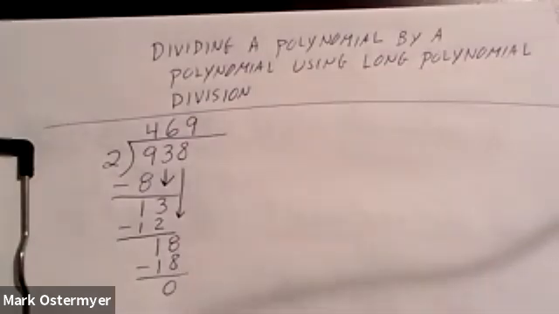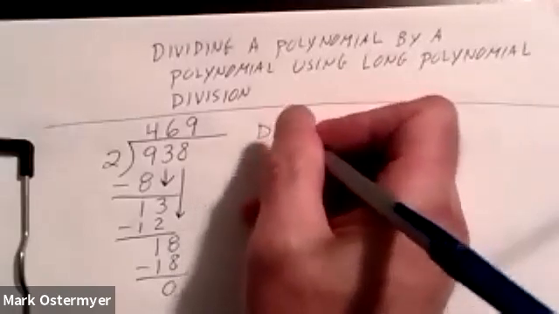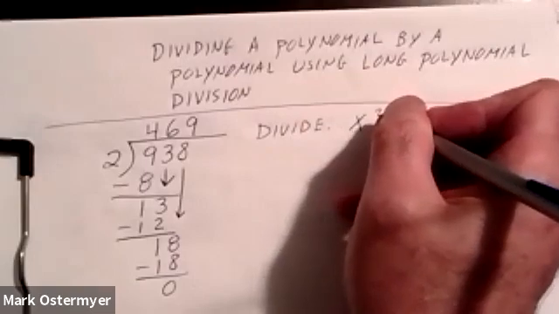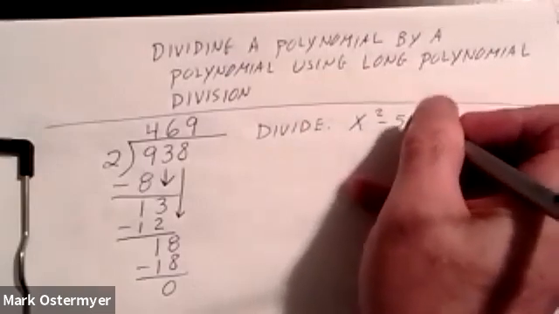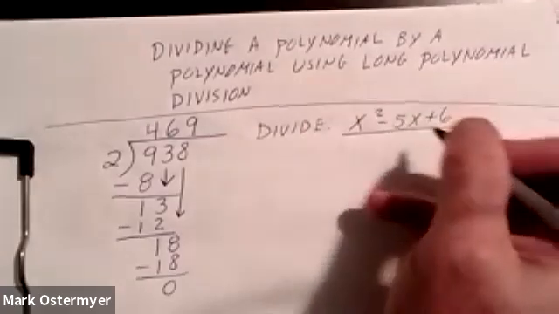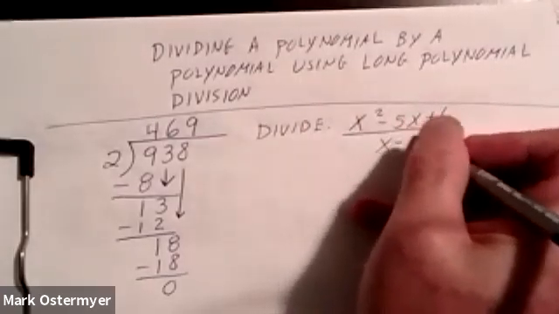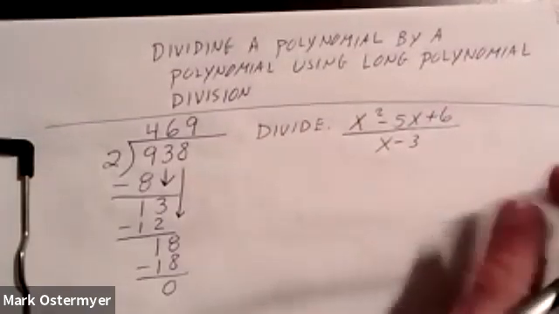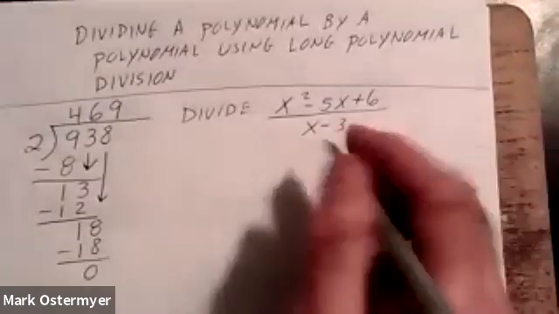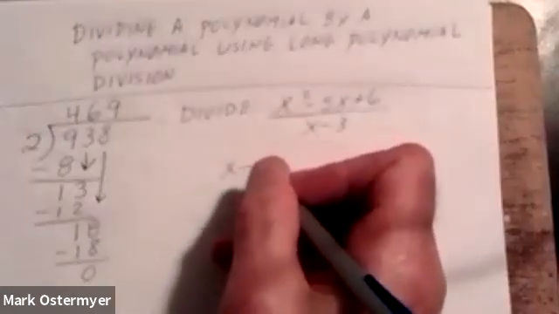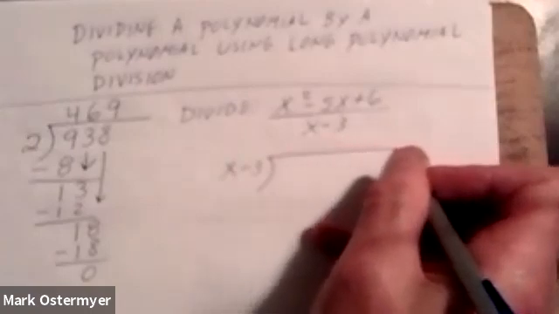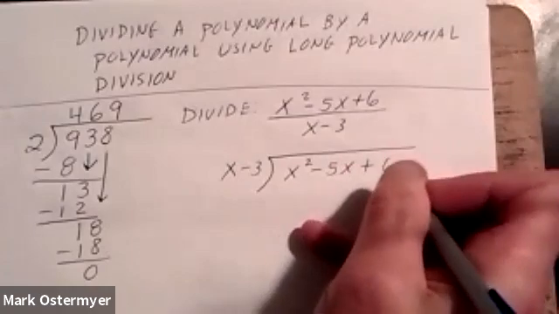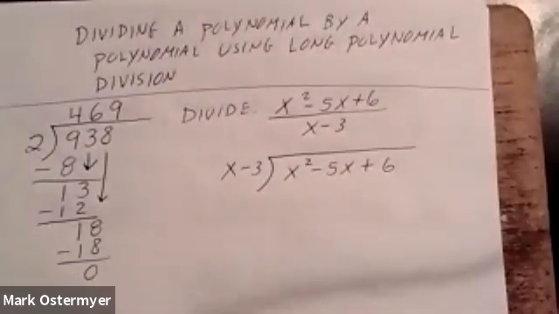So we can try one out here. Suppose I want to take this trinomial, x squared minus 5x plus 6, and I want to divide this trinomial by x minus 3. All right, to do this, ladies and gentlemen, we're going to use long polynomial division. My divisor will go outside my long division bar, and my dividend is going to be the trinomial. Can we see this here?